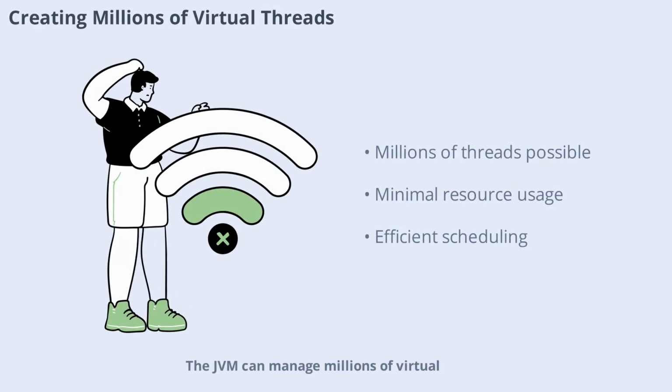The JVM can manage millions of virtual threads on just a handful of carrier threads. For example, creating 1 million virtual threads only requires a small memory footprint for each thread. The scheduler assigns virtual threads to available carrier threads, and when a virtual thread blocks, the carrier thread immediately picks up the next task. This architecture allows for massive scalability with minimal resource usage.